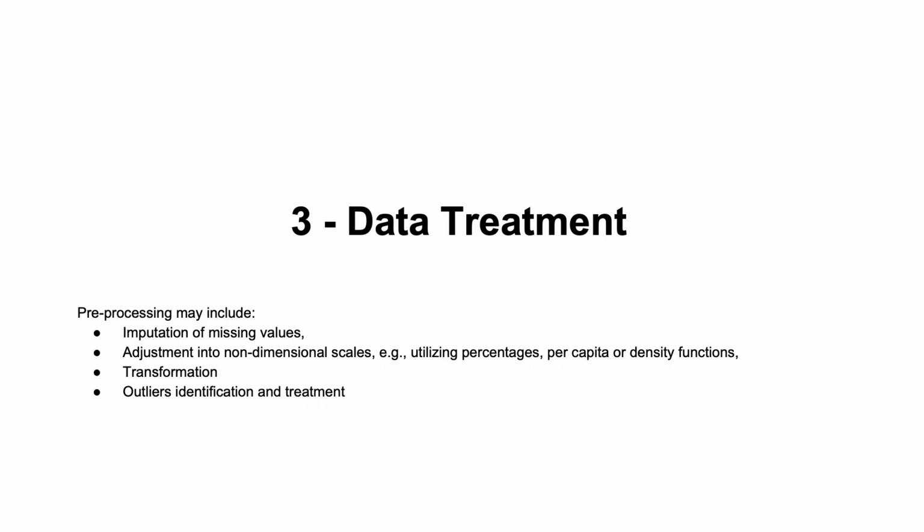Data treatment. Before we put the data into the model, we sometimes need to pre-process the raw data. This may include imputing missing values, adjusting into non-dimensional scales, transformation, and outlier identification.